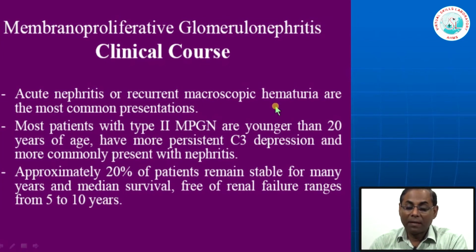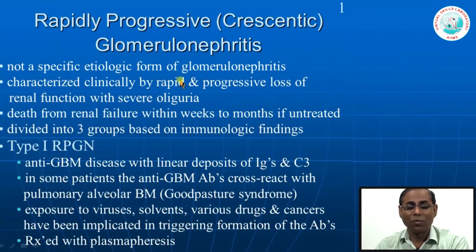Now, what is the clinical course of this MPGN? Acute nephritic presentation and recurrent microscopic hematuria are the most common presentations. Sometimes they can have a nephrotic presentation also. Most patients with type 2 MPGN are younger, around 20 years of age, have a persistent C3 depression, and more commonly present with nephritis. Approximately 20% of patients remain stable for many years, and median survival free of renal failure ranges from 5 to 10 years. So, they have a somewhat chronic progressive course.